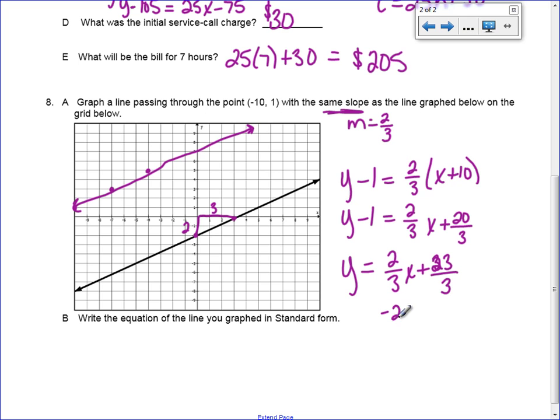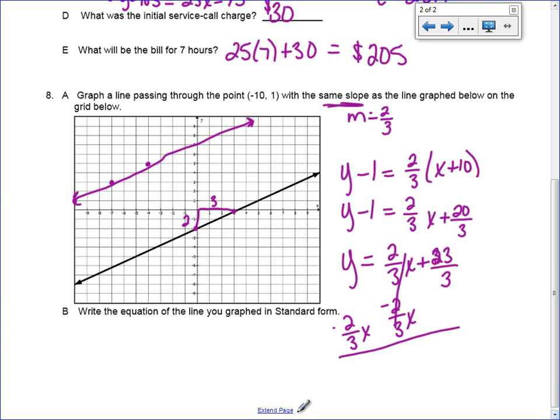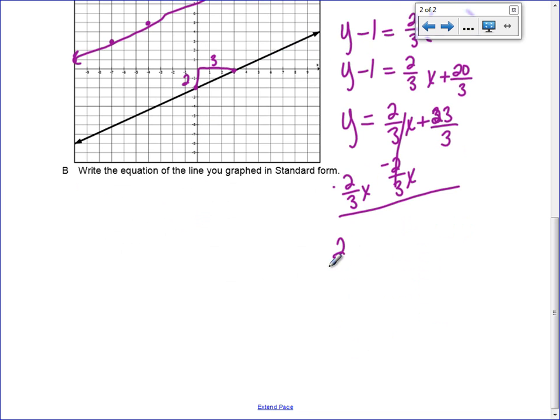So I'm going to subtract 2/3 x because it's standard form. X and y have got to be on the same side. So now I have negative 2/3 x plus y equals 23 over 3. Well, that can't be standard form because I have a negative a and I have fractions. So let's take care of both at the same time. Nice thing is my fractions have the same denominator. So if I multiply everything by 3, I can get rid of my fractions. And if I multiply by a -3, I can take care of that negative.